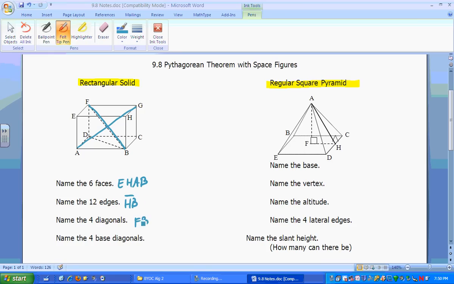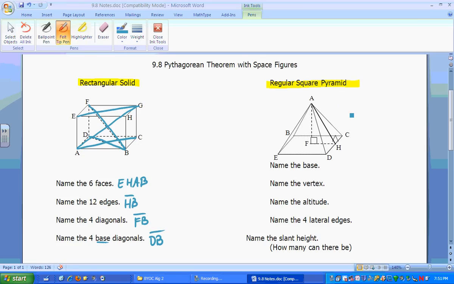And then finally, if you want base diagonals, find one of the bases. So something like you see down here, DB would be a base diagonal. AC down here would be a base diagonal. So you could also say EG is a base diagonal, if that's what you were looking for.